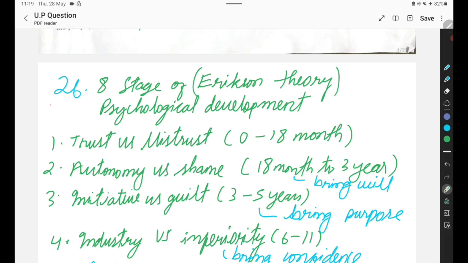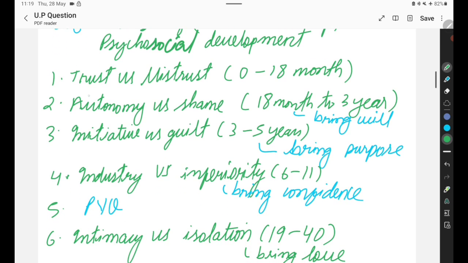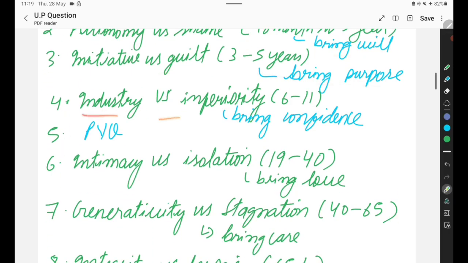Okay, like question number 26. There are 8 stages explained by Erikson's theory of psychosocial development. Like trust versus mistrust, 0 to 18 months. Autonomy versus shame, 18 months to 3 years, they bring will. And then initiative versus guilt, 3 to 5 years, they bring purpose. And then industry versus inferiority, they bring confidence, which is 6 to 11 years.